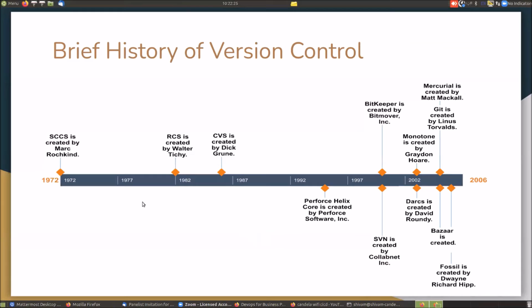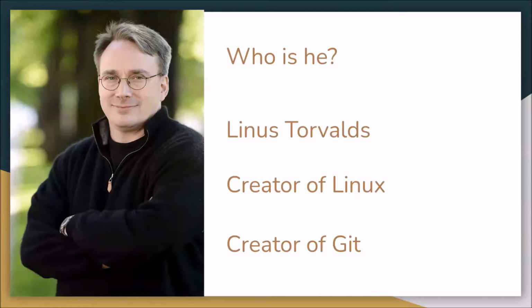So what I was saying is that version control systems were developed over a period of time, and there were many development tools, like Bitmover, who created BitKeeper, and all those things. So there are many development tools. Who this person is, we all know that he's the creator of Linux, but we should also know he's the creator of Git. Git was created by this person, Linus Torvalds.